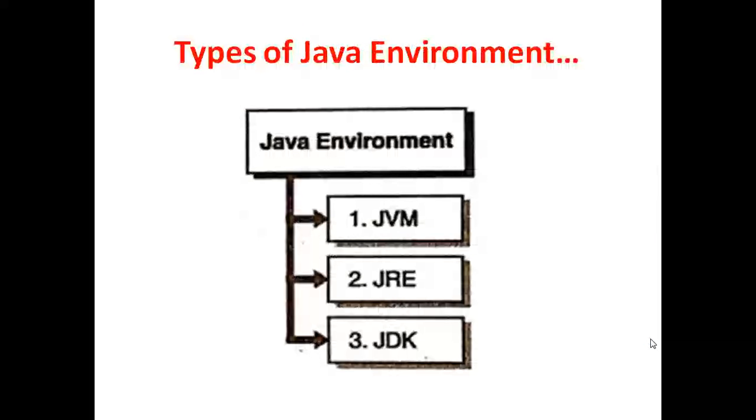Now we'll see the types of Java environment. There are three different Java environments, that is JVM, JRE and JDK. Nowadays, we mostly install JDK for running an application or a simple Java program. We have to install JDK on our PCs so that the Java program or application can run on the PC.